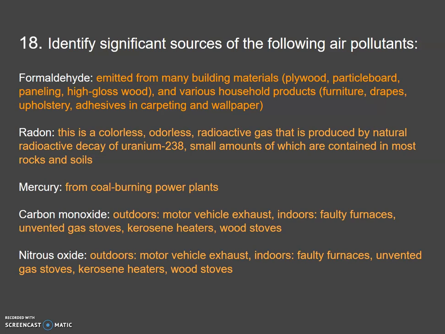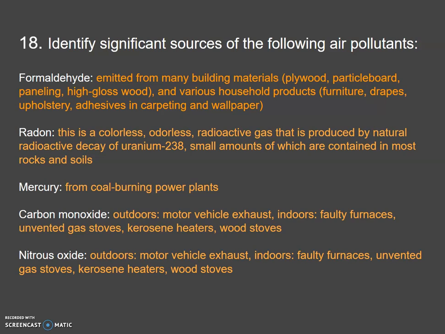Mercury is from coal burning power plants. Carbon monoxide, outdoors, it's found in motor vehicle exhaust. Indoors, it's from faulty furnaces, unvented gas stoves, kerosene heaters. Carbon monoxide is a result of incomplete combustion.